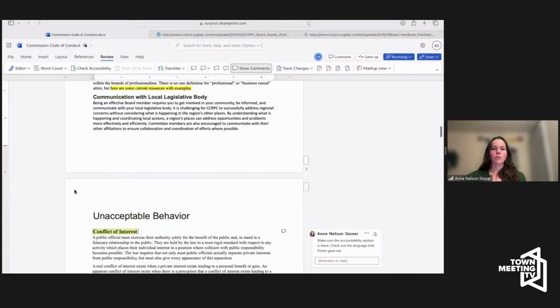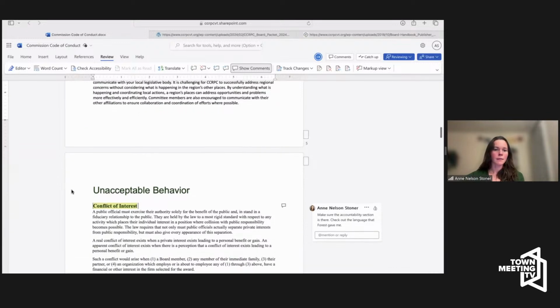And then communication with your local legislative body. In order for us to do our job appropriately as a regional planning commission, we need to be informed, and we rely on you all and other connections we have through committees to understand what's going on in different localities across the region. So communicating back and forth is really imperative. So language about that, and committee members as well, communicating with their other affiliations so that we can collaborate and coordinate efforts where possible and share resources so that we're not reinventing the wheel.